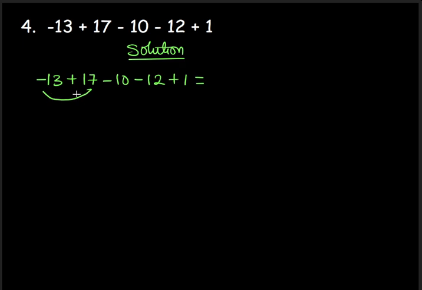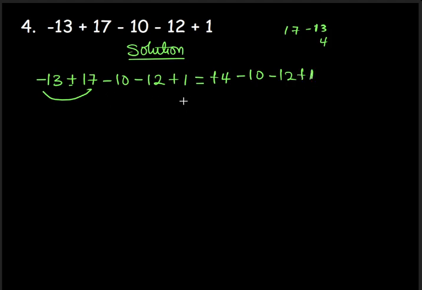Minus 13 plus 17. Same sign or different signs? Let's see. Minus here and plus here, that's different signs. So we'll subtract 13 from 17, just take the big number minus the small number, and that will give us 4. So what is the sign of the bigger number? Plus. So our answer will give us plus 4 minus 10 minus 12 plus 1.